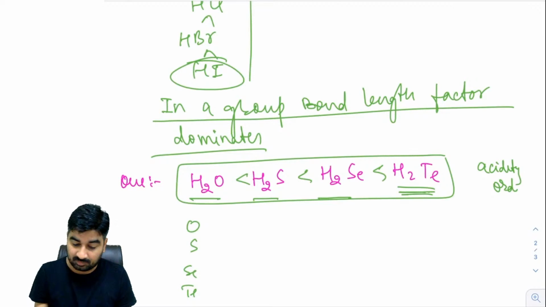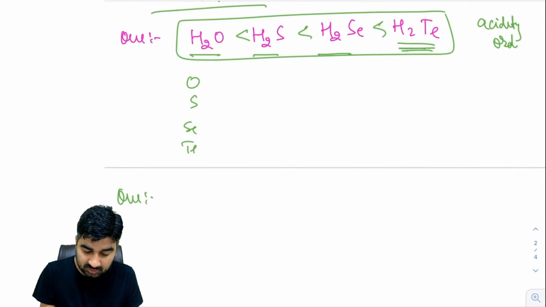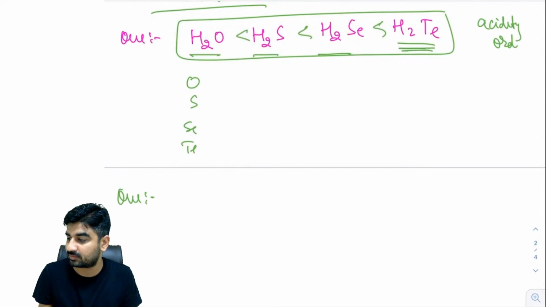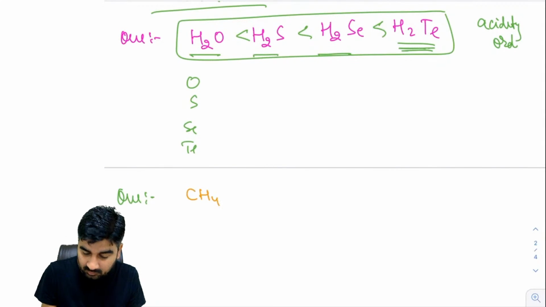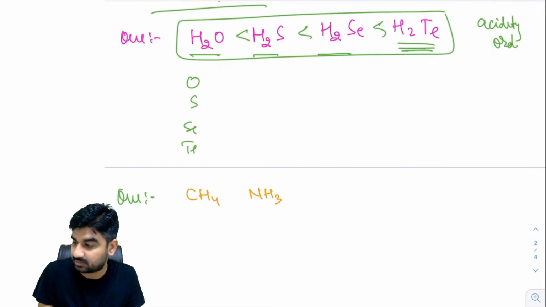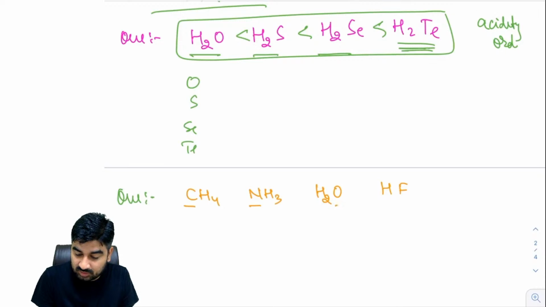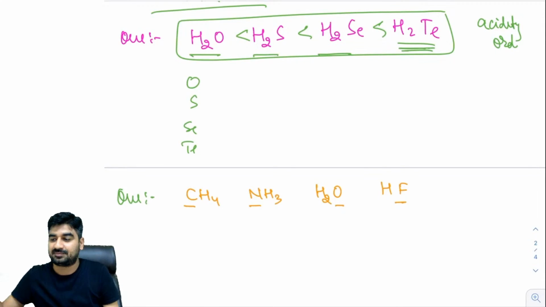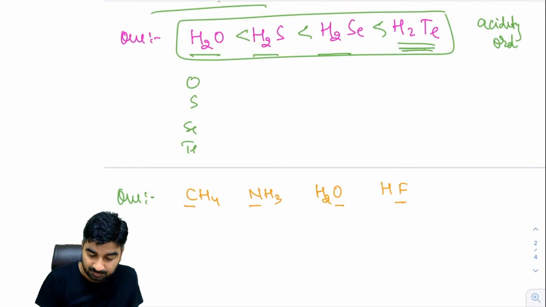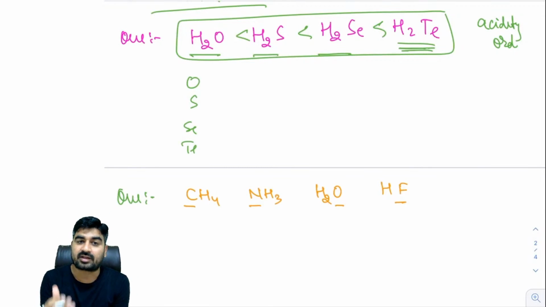Right? Now how will you answer? Now there is one more question. If I take CH4, NH3, H2O, HF. Now if you compare carbon, nitrogen, oxygen, fluorine, we are moving in a period. So just answer it. In a period, bond length will not change much, because carbon, nitrogen, oxygen, fluorine have slightly different radii. In a group, bond length changes drastically. Why?